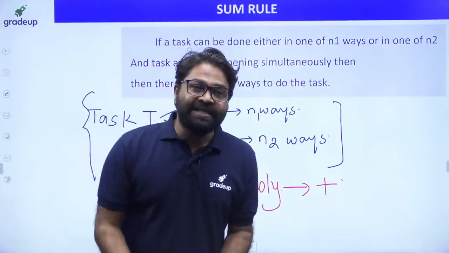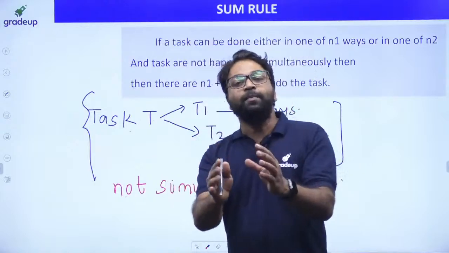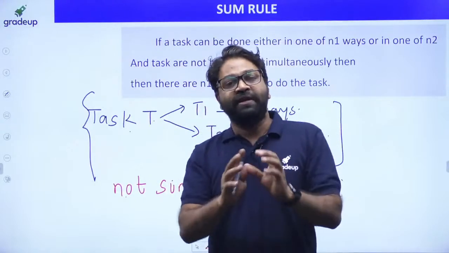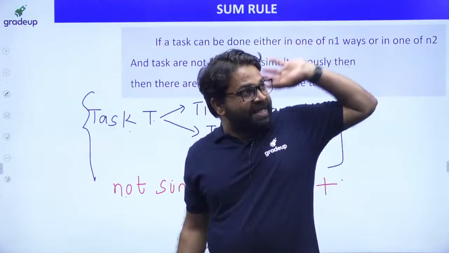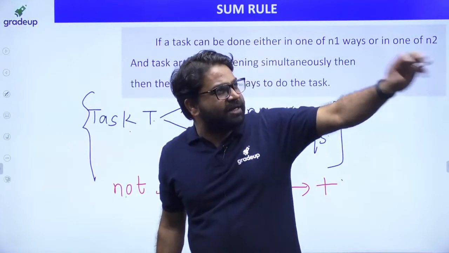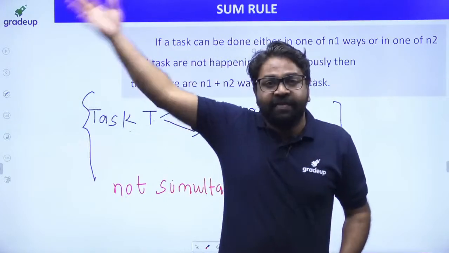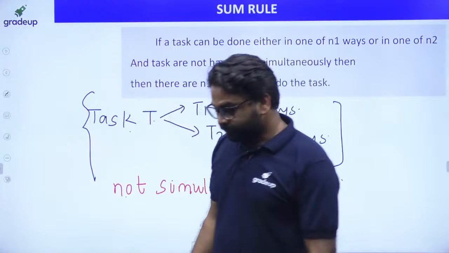If something is happening simultaneously, then there will be a multiplication. It's a very simple concept. Whenever you see that things are happening simultaneously, there is a multiplication. If something is not happening simultaneously, then there is an addition.